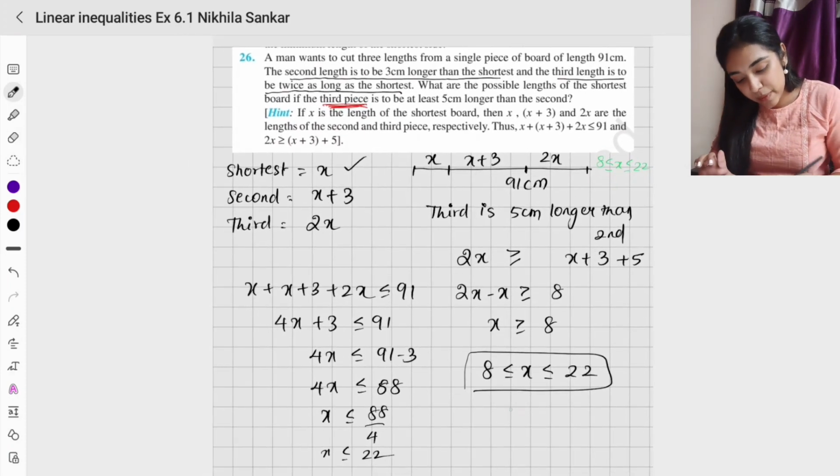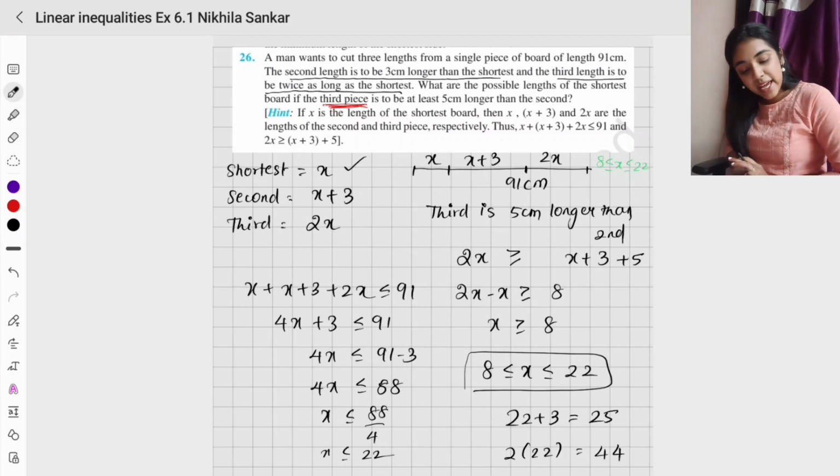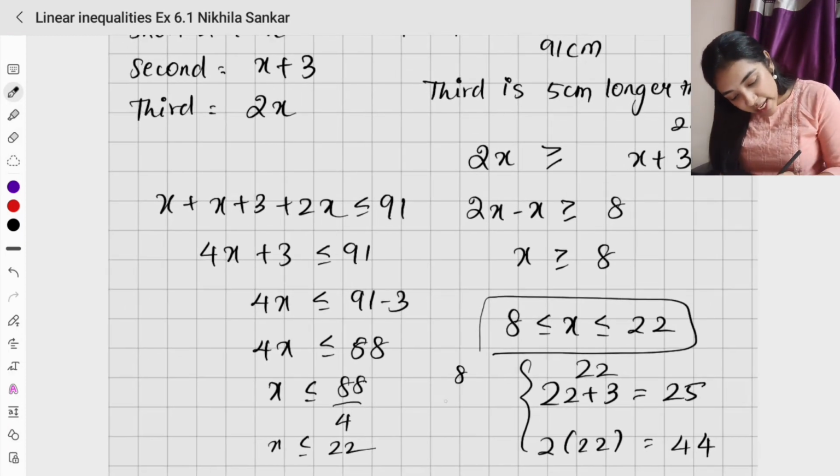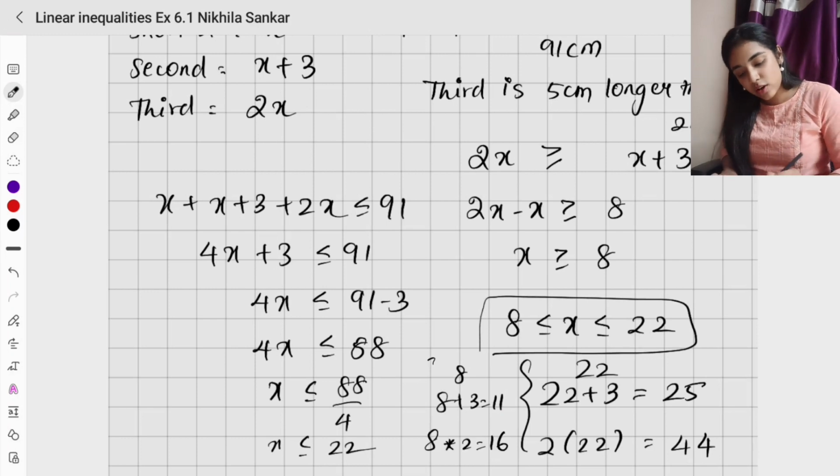So if it is 22, what are my other pieces? 22 plus 3, which is 25. 2 times 22, which is 44. Okay. If x is equal to 22, those are the values. If my length is going to be 8, what will be my values? 8 plus 3, which is 11, and 8 into 2, which is going to be 16. Okay, so these are all going to be my lengths.